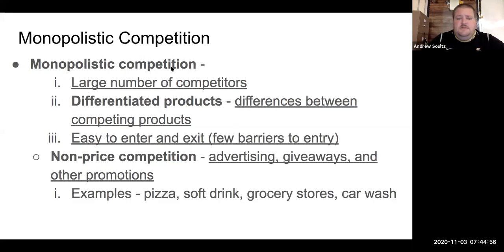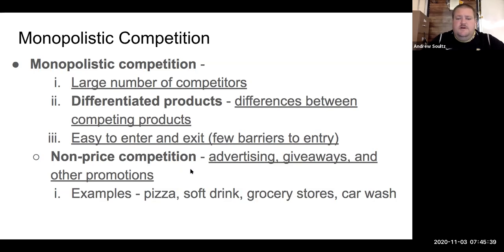Monopolistic competition is where there's still a large number of competitors. With perfect competition, you could think thousands. With monopolistic competition, you can think hundreds of firms selling similar products, but those products are now differentiated. That means there are some differences between competing products, so they're not identical anymore. It's still pretty easy to enter and exit the market, so there are low barriers to entry. Because there are so many firms competing, you could also jump in and compete.